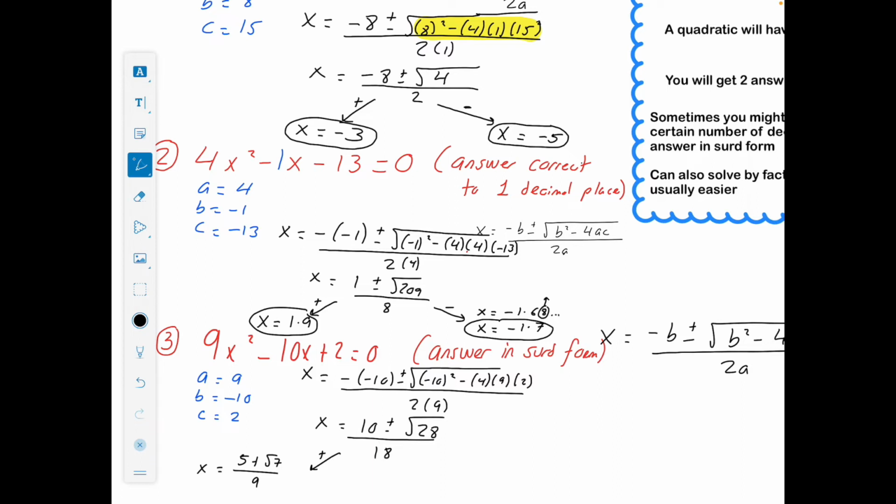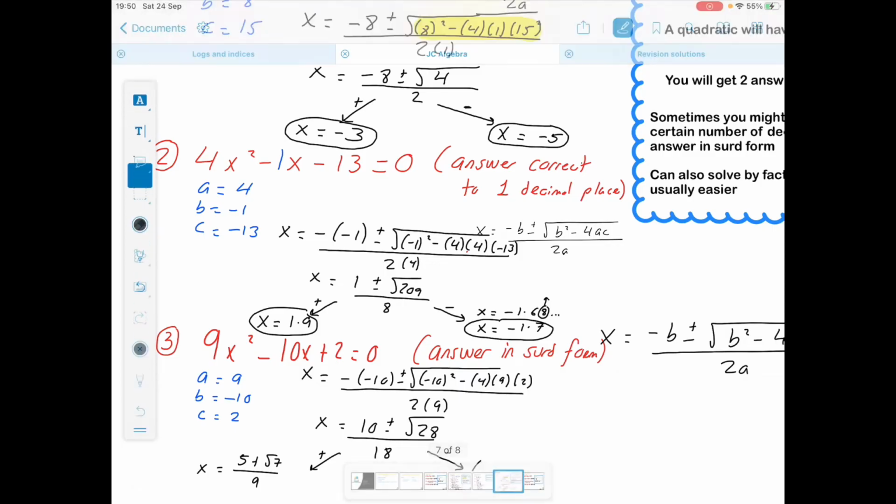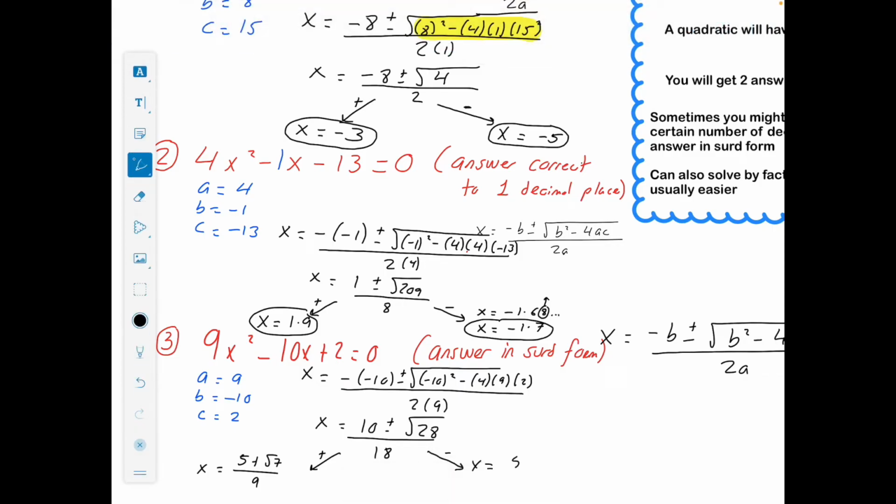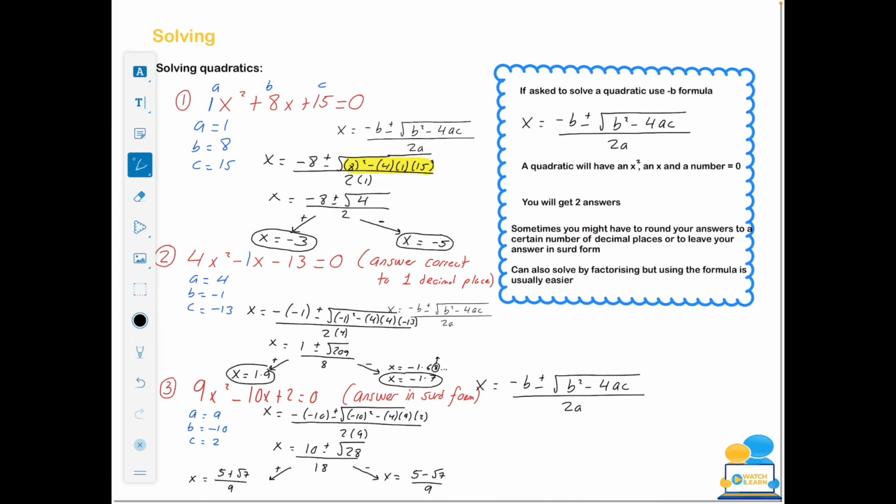Okay, now the question said in surd form. Surd form means they want a square root somewhere in your answer. Okay, so I'm not going to change that. I'm not going to press the SD button to change it into a decimal. I'm going to leave it like that. Okay, I know it looks a little bit messy, but that's how they want their answer. And the same thing then, I'm going to go up and change that plus sign that I have to a minus. So it'll be 10 minus the square root of 28 all over 18. And I get x is equal to 5 minus square root of 7 all over 9.